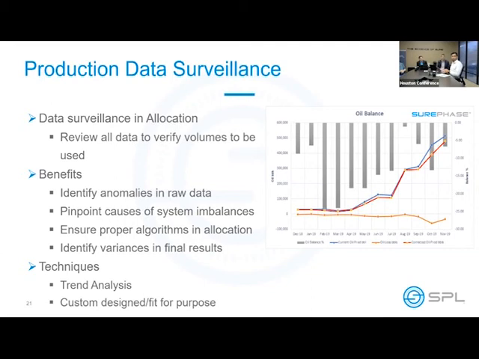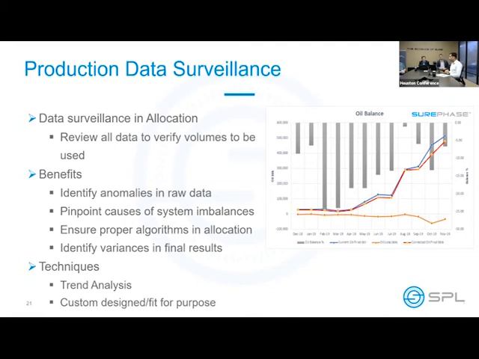So if you are proactive in the surveillance part, that helps you minimize and identify any anomalies in the raw data. It will help you pinpoint any causes in the system imbalances and ensure all the data that is fed into your allocation system is validated. So when you run the allocation, it is correct, and you don't have to go back years or months and change the allocation numbers again. That opens a whole can of worms of problems for companies, and generally companies try to avoid misallocation.